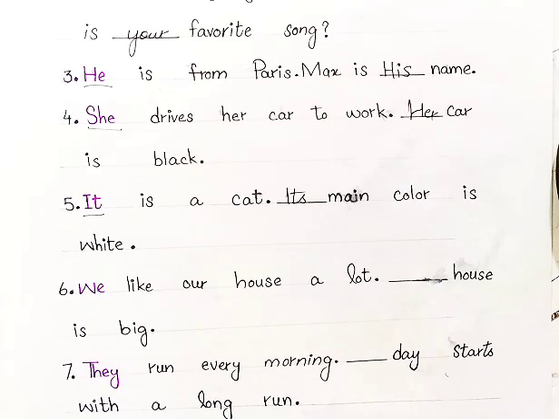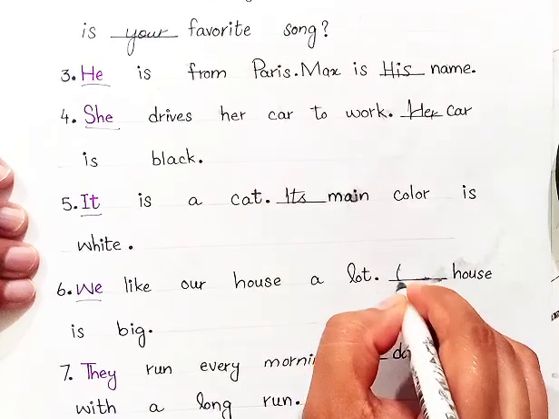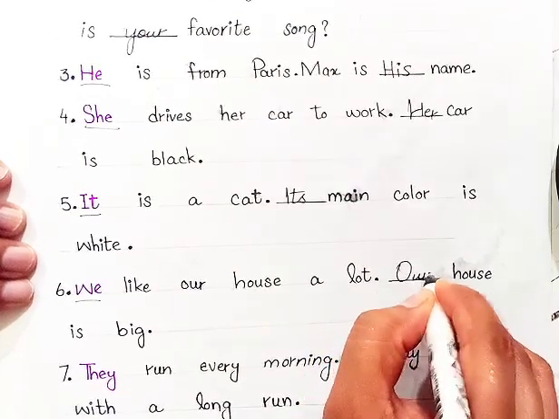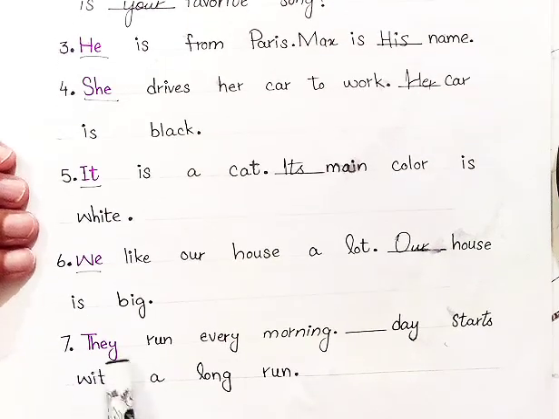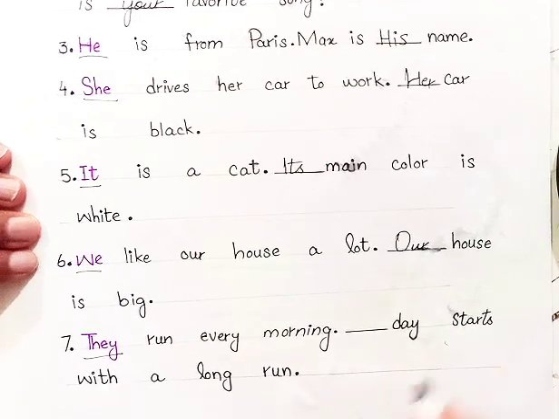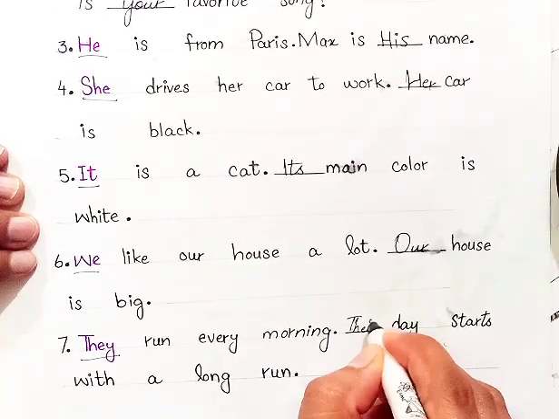Next one. We like our house a lot. Blank house is big. We take our. So we will write our here. Our house is big. Next one. They run every morning. Blank day starts with a long run. They take their. So we will write their here.